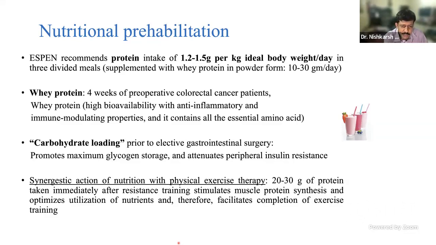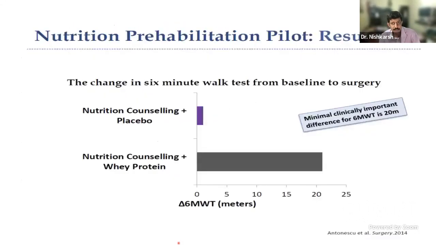Now, carbohydrate loading has been discussed in detail on most of the platforms. Prior to elective surgery, it promotes maximum glycogen storage and decreases the peripheral insulin resistance. Now, there is a synergistic action of nutrition with physical exercise therapy. Up to 30 grams of protein immediately after resistance training improves muscle protein synthesis and optimizes the utilization of nutrients, and overall helps the patient to complete the exercise training. So we have to ensure there is nutritional prehabilitation going on along with exercise training.